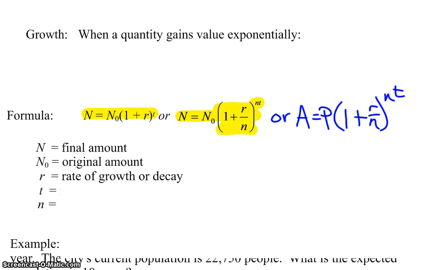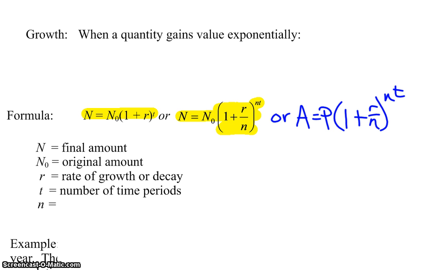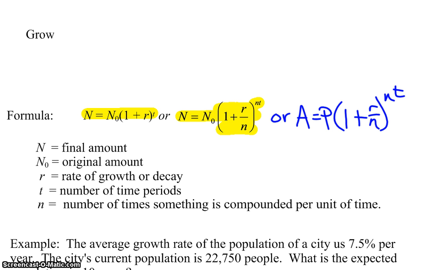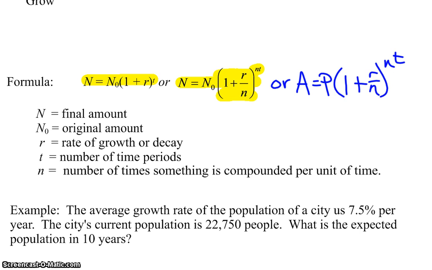R is the rate of growth or decay as a percent. If it's growth, R is positive. If it's decay, R is negative. T is the number of time periods, or usually the unit of time, and n is actually the number of times something is compounded per unit of time. So let's take some examples and show you how it works.